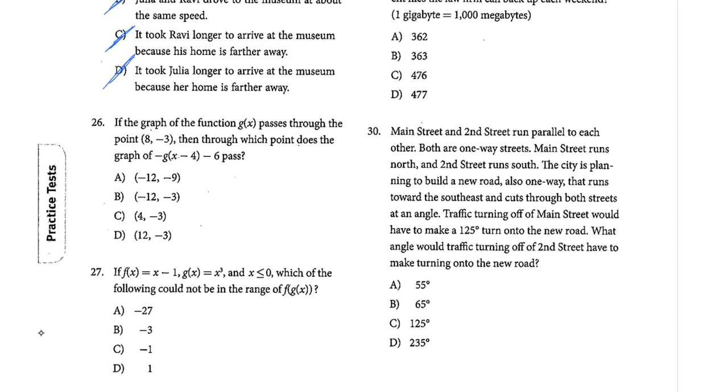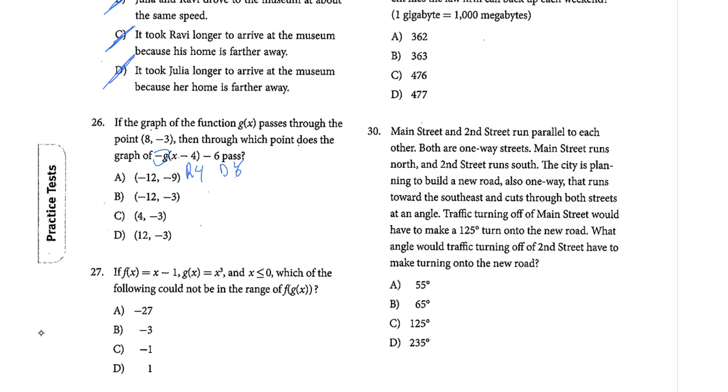All right, looking at 26. We have, if the graph of the function g of x passes through the point 8, 3, then through which point does the graph of negative g of (x minus 4) minus 6 pass? Okay, so when we're thinking about this, what this means in terms of our parent function, right? So inside our grouping symbol, we think of opposites. So this means we're going to move right 4. The negative out front represents a reflection. And this means down 6, right?